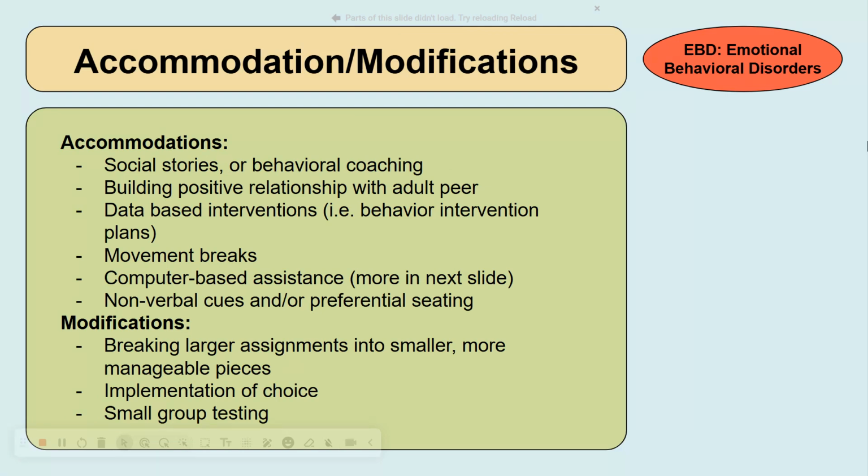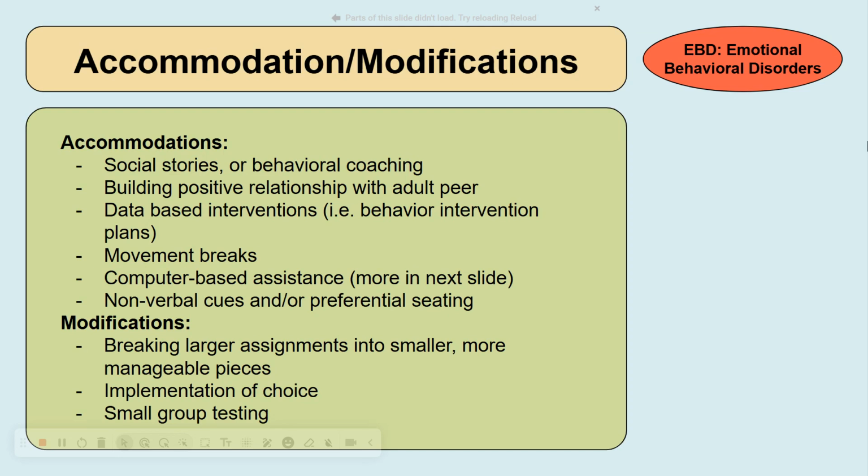So if we're talking about accommodations and modifications for students with emotional behavioral disorders, a lot of the impact and need for this child is going to be coaching. So that's in the ideas of behavioral coaching, positive relationship building, a lot of social stories to understand why their behavior is not where it's supposed to be, or why we have to act a certain way, or why we have to do things a certain way. Behavior plans can be put into place that are data-based interventions, driving the student to show and produce good and positive behaviors in order for a reward or an incentive, things like that.